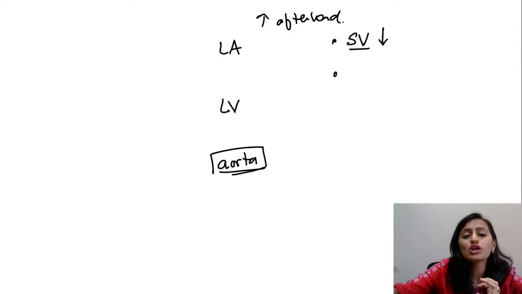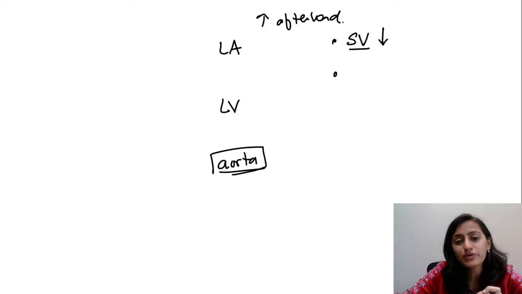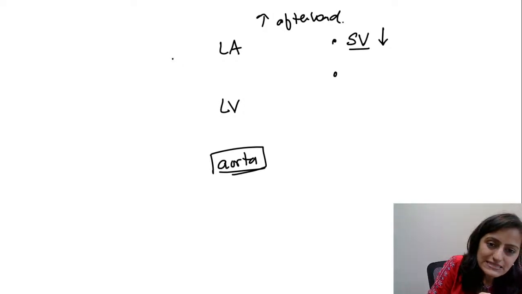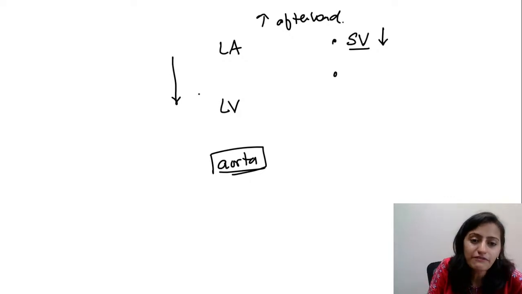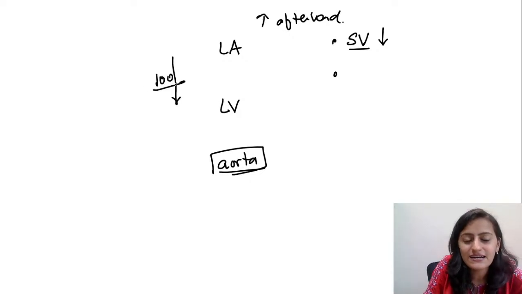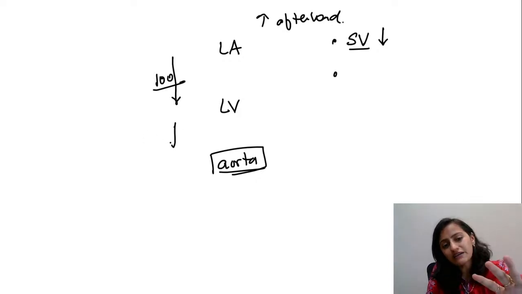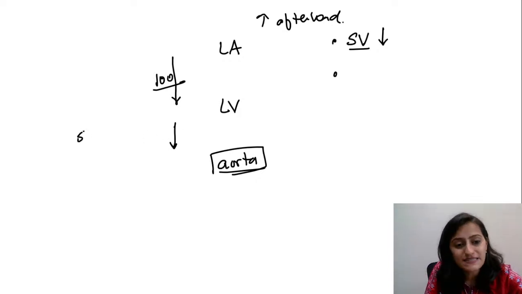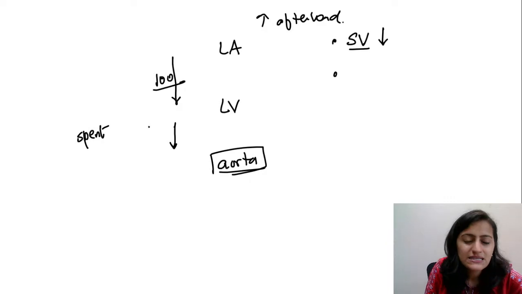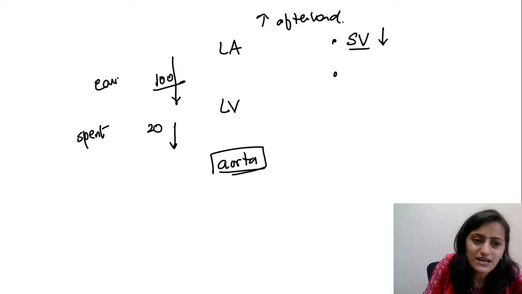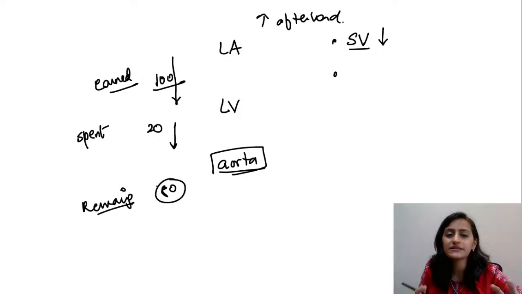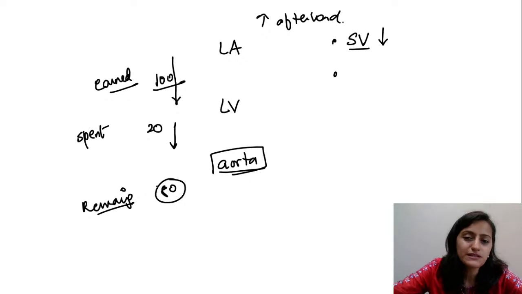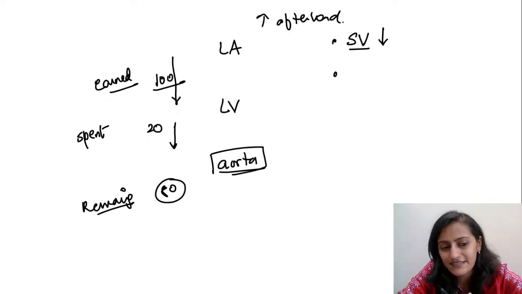If the stroke volume is decreasing, that means something which is going out. So imagine that what is being received from the left atrium is the amount of money that you have earned. Let's say it is 100 rupees. What we are giving out into the aorta, that means basically the amount which is spent. Let's say it is 20. This is the amount which is earned. So basically what is remaining will be 80. I have 100 rupees, I gave 20 rupees, I am left with 80 rupees, right?